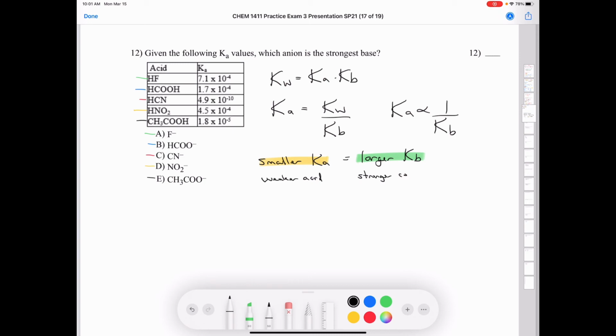Stronger conjugate base. And if we look at all of the Ka values, we see that the Ka value for hydrocyanic acid is the lowest of all these by quite a bit. And so since it is the weakest acid on the list, it is going to have the strongest conjugate base, which will be the cyanide ion.